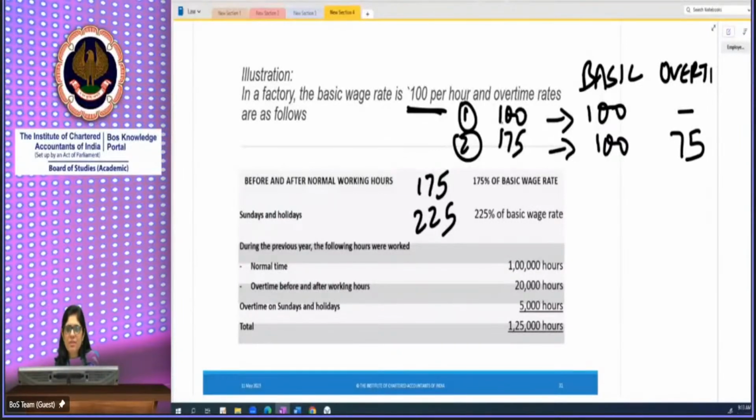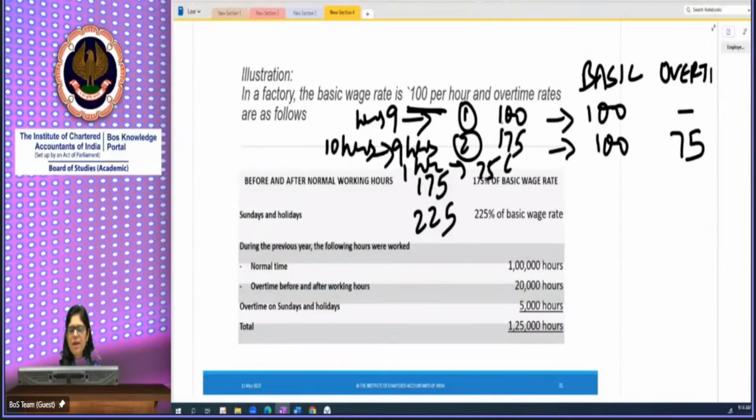You need to understand this. If you are working for 9 hours, you are paid 100 per hour. If you are working for 10 hours, for 9 hours you will be paid at 100, and for 1 hour you will be paid 75 extra. So if the rate is 175, total 175 is not overtime. Out of 175, 100 is the basic wage. Over and above 100, that is 75, is the overtime premium you are getting, not 175. I hope this is clear to you.